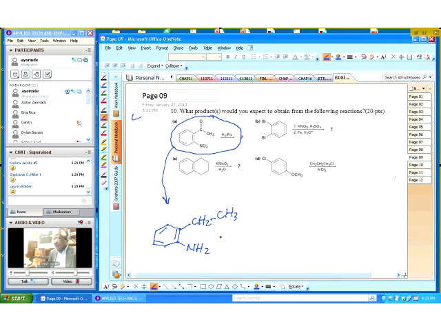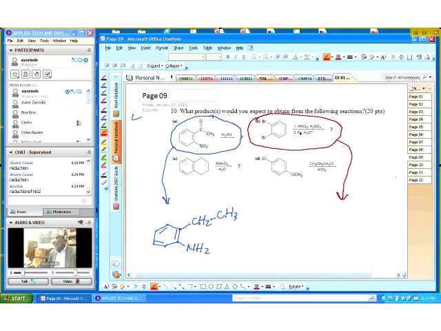Now let us do B. What is happening with B? What is this first step here? What kind of reaction is this? Nitration. Great. Everybody say nitration. And then the next step is what? This reagent. Reduction. Good.